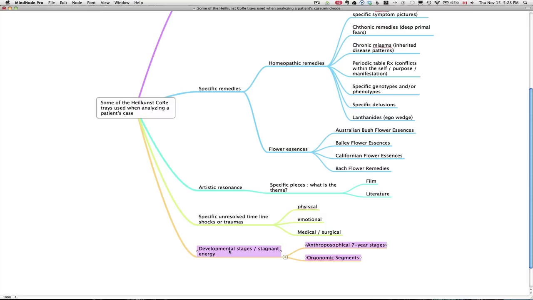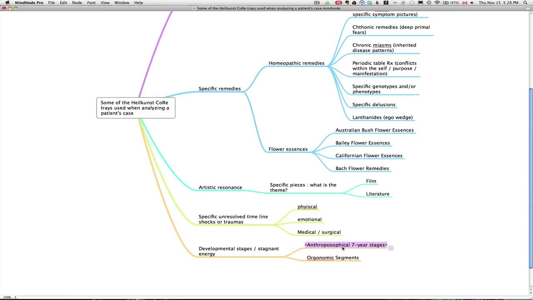And the last example I have here of some of the types of core trays we have are the different developmental stages, or where there's stagnant energy in terms of a person's overall life energy and where they're at in their life. So one of those kinds of trays would be the anthroposophical 7-year stages. That's where we look at the particular development stages, which go from birth to age 7, 7 to 14, 14 to 21, and so on all the way up, and see where there may be some stagnant energy.